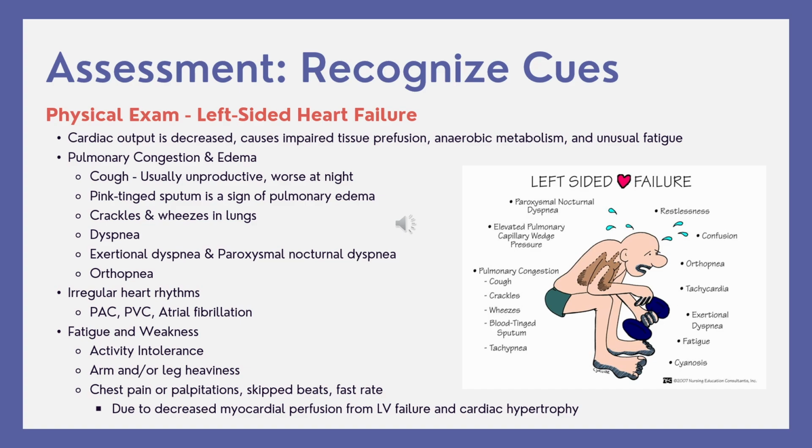So pulmonary congestion and pulmonary edema are the hallmark of left-sided heart failure. Again, as the left ventricle fails, blood is going to back up into the lungs, which is going to cause pulmonary congestion and respiratory symptoms. They're going to have a cough. Usually it's dry and unproductive at first, and it gets worse at night. It may progress to a pink-tinged frothy sputum, which is a sign of pulmonary edema, which is a medical emergency. The patient is going to have dyspnea or shortness of breath, especially exertional dyspnea, where they have difficulty breathing with activities.